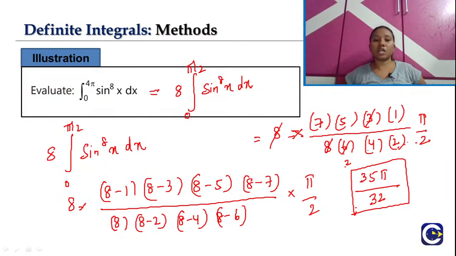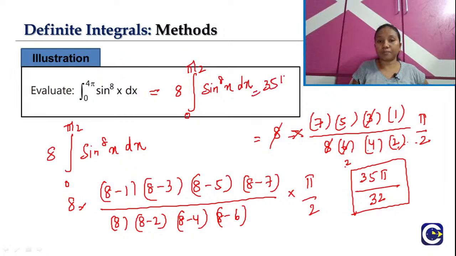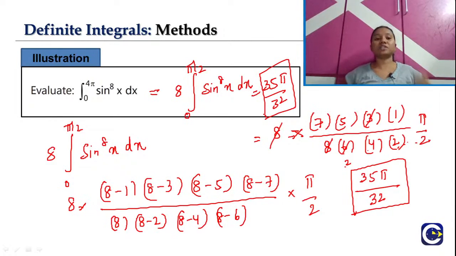So what is the final answer here? The final value of this integral will be equal to 35 pi by 32. That's it. So the only thing we should be aware here is the Wallis formula as well as the properties, where we have converted these limits from 0 to 4 pi to 0 to pi by 2 and we'll be having the 8 here. So I hope you guys got this one.